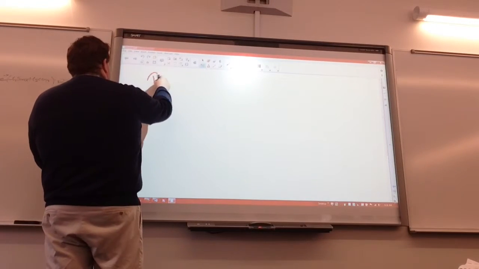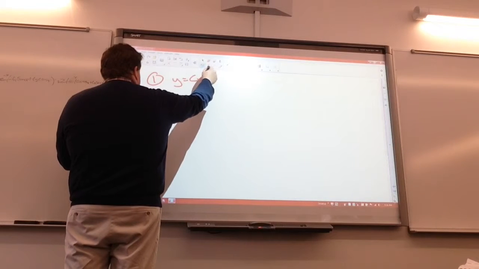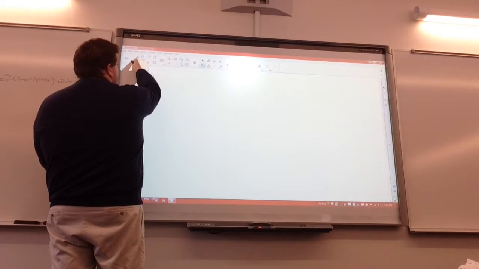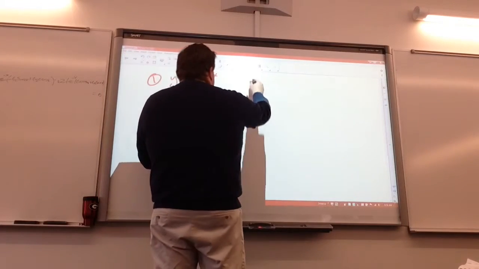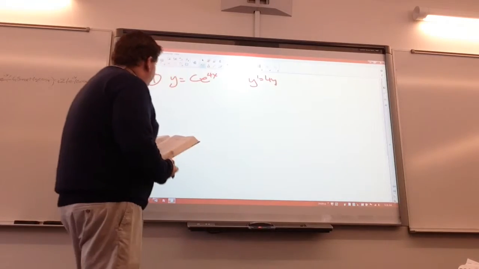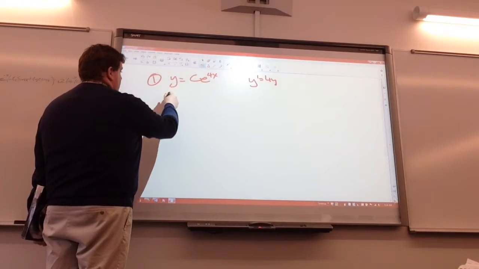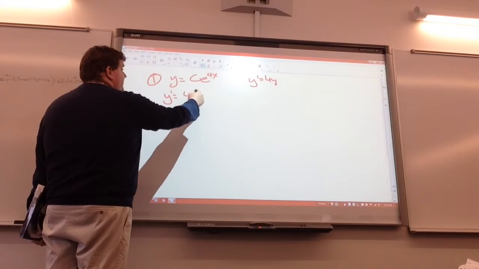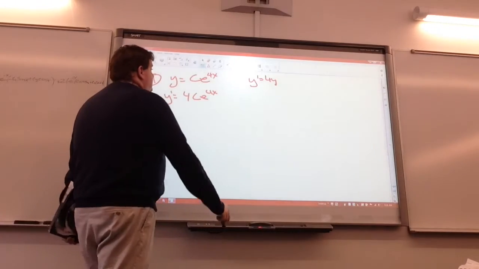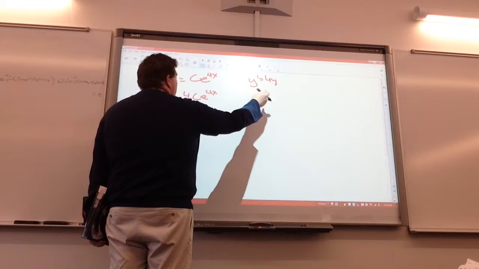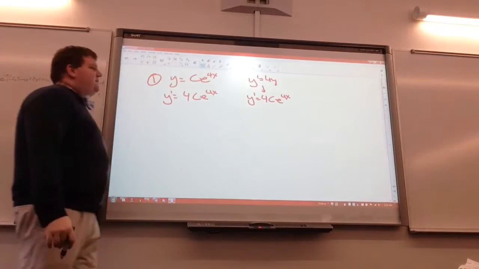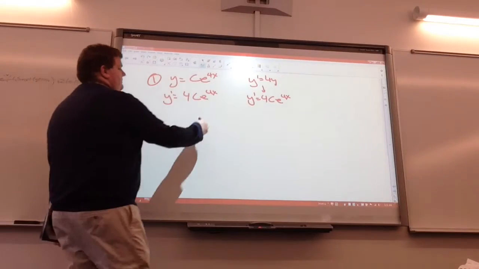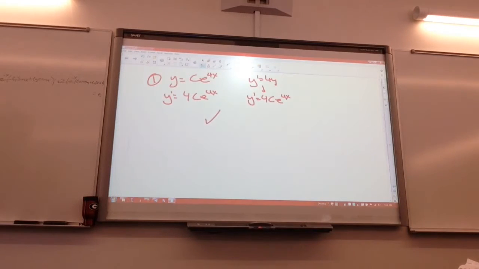But like number 1, for example, we have y equals c e to the 4x, and we want to show that y prime equals 4y. Well, what's my derivative of this? 4c e to the 4x, right? What's y? This right here. If I just replace the y here, aren't those exactly the same thing? Yeah, so it works. We just verified. Check mark. So number one was just taking the derivative and showing that it indeed worked.